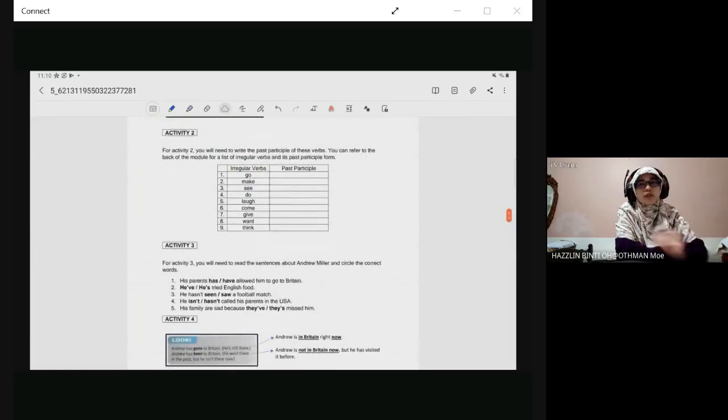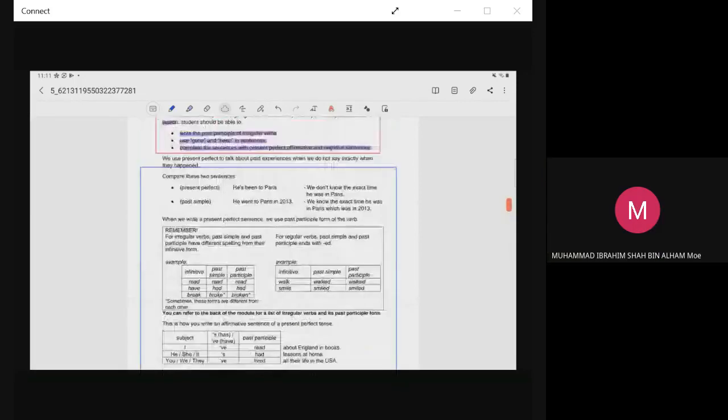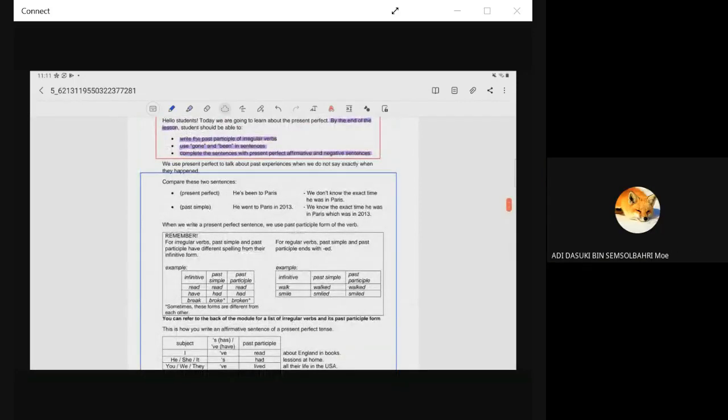Now once you've completed your exercise, if you did not attend the Google Meet class, you need to take a picture of your completed exercise and send it to me. After that, I will tick your attendance as present. Do you understand so far? Yes. Okay, good.